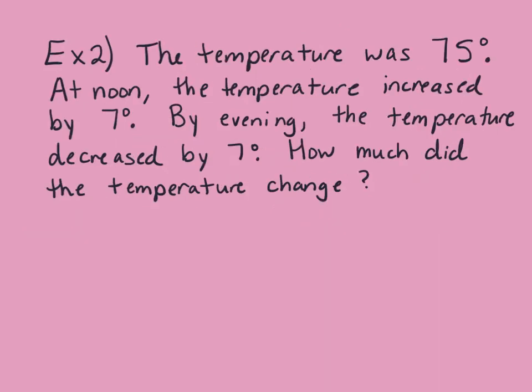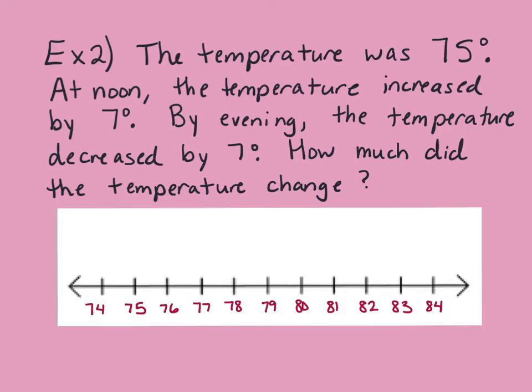Example 2, the temperature was 75 degrees. At noon, the temperature increased by 7 degrees. By evening, the temperature decreased by 7 degrees. How much did the temperature change? Well, we can draw a number line to represent this, and we'll just start here at a starting temperature of 75 degrees. We want to show an increase of 7 degrees, so we can just use an arrow counting 7 units to the right, because that's the increase.